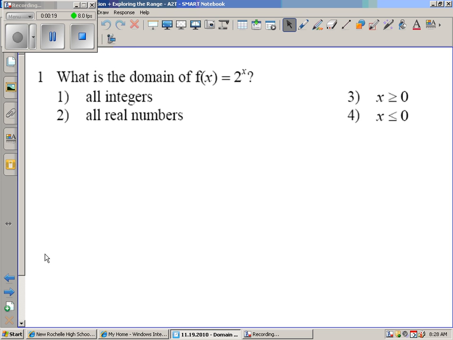All right, so these are all multiple choice questions. What is the domain of f of x if f of x equals 2 to the x? And some people are like, what is that f of x business, right?